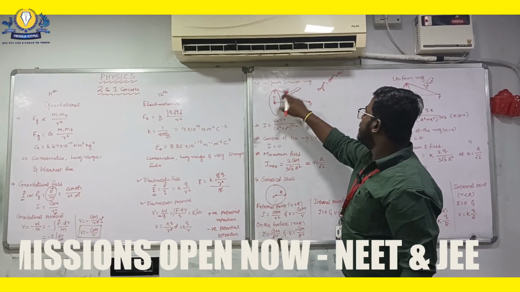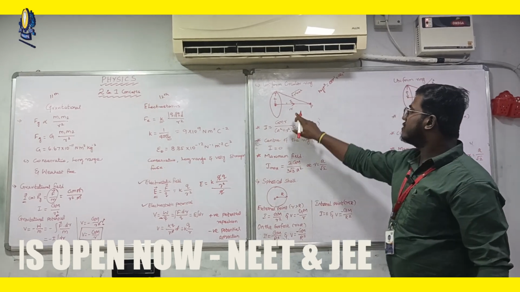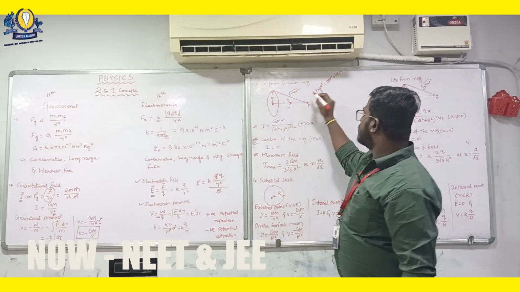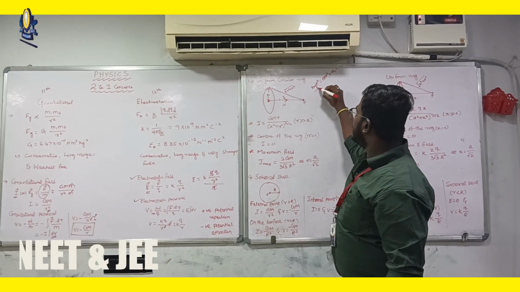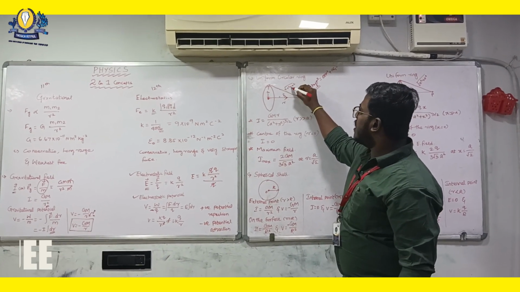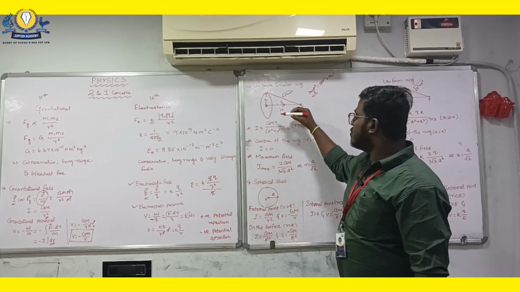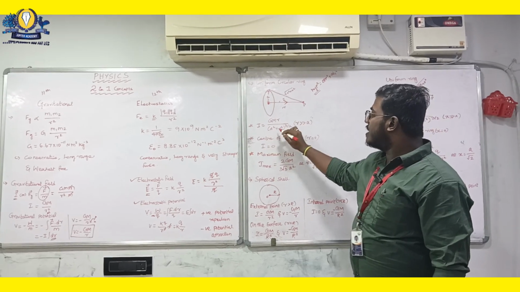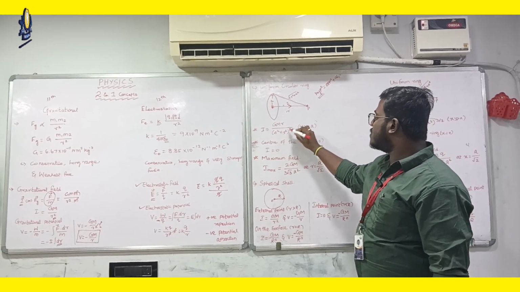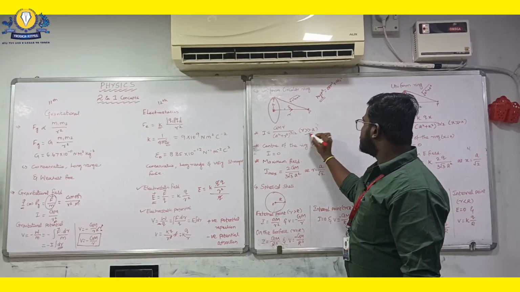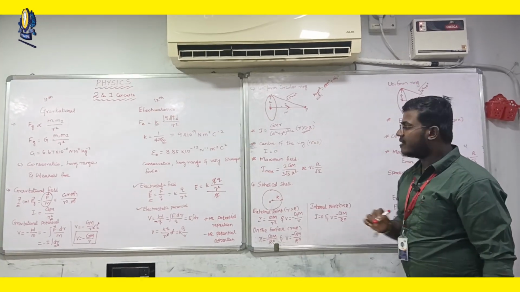So opposite A square plus distance R square. Taking the square root on both sides, the hypotenuse is equal to root over R square plus A square. So the formula for the gravitational field is GMR divided by (A square plus R square) whole power 3 by 2. This is the condition for R much greater than A.